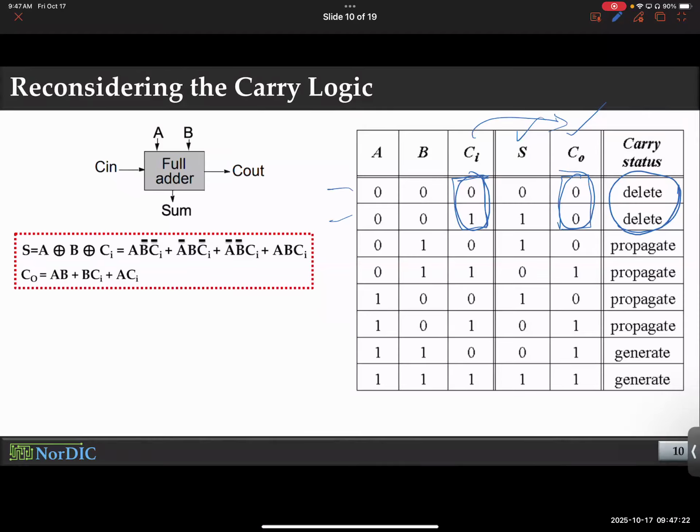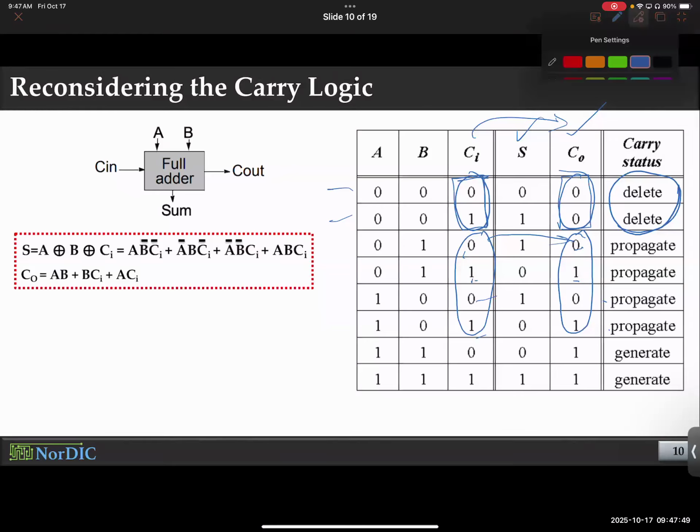Okay, and how about this? Let's take a look at these 4 combinations. Isn't that like, whatever your carry in is, your carry out will be exactly the same? Do you see that? These 4 blocks? Do you see that, folks? So if your carry in is 0, your carry out is 0. Your carry in is 1, your carry out is also 1, and so on.